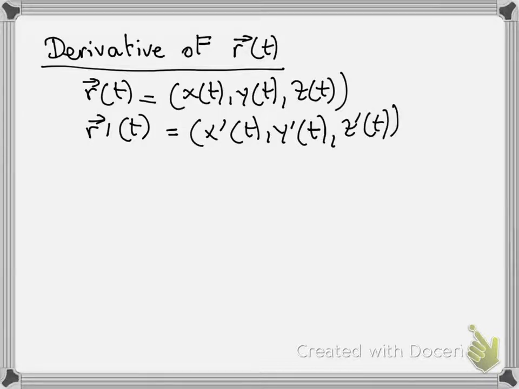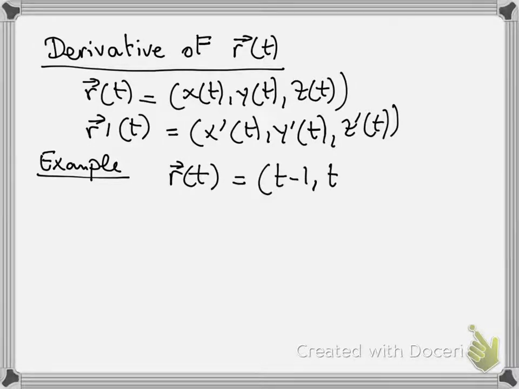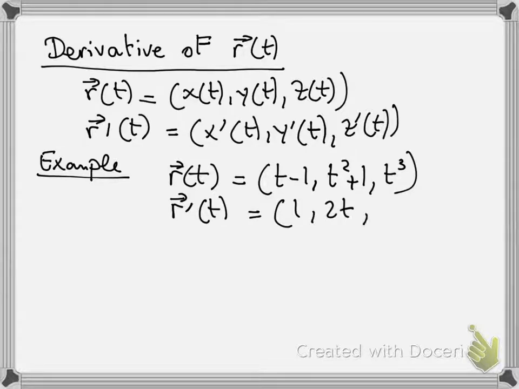Okay. For example, let's say r of t is t minus 1, t squared plus 1, and t cubed. Then, of course, r prime of t would be just 1, 2t, and 3t squared.